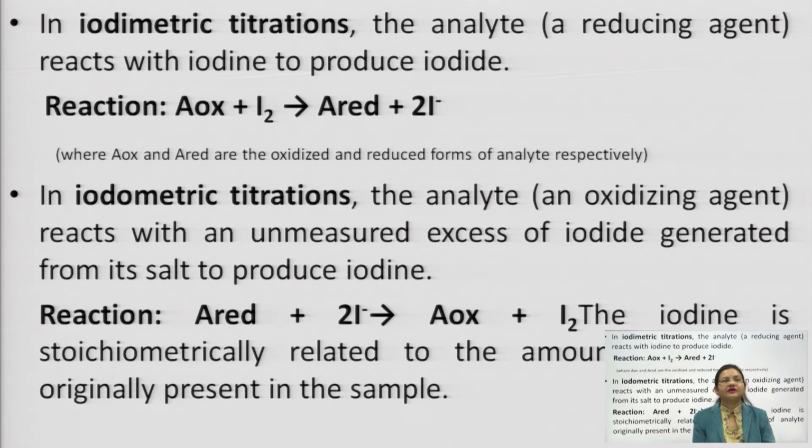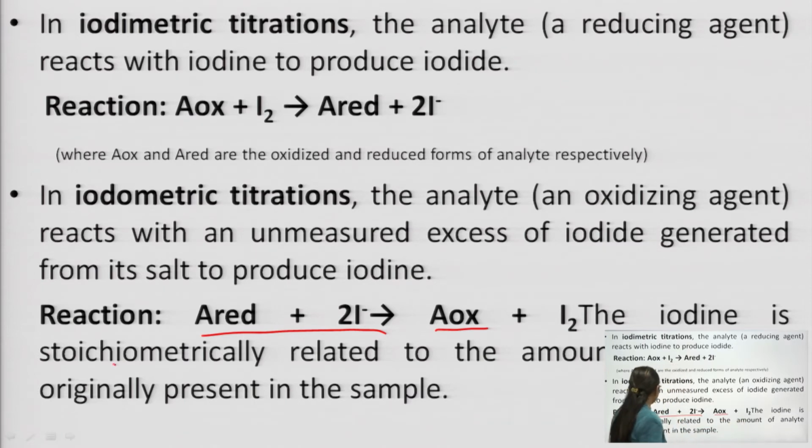Now comes iodometric titration. In iodometric titration, the analyte and oxidizing agent react with the unmeasured excess of iodide generated from a salt to produce iodine. So, in iodometric titration, iodine does not react with the reagent or analyte directly, it reacts indirectly. First of all, iodide ion is formed from the iodine solution which reacts with the analyte, as you can see very well in the reaction. This is the reaction.